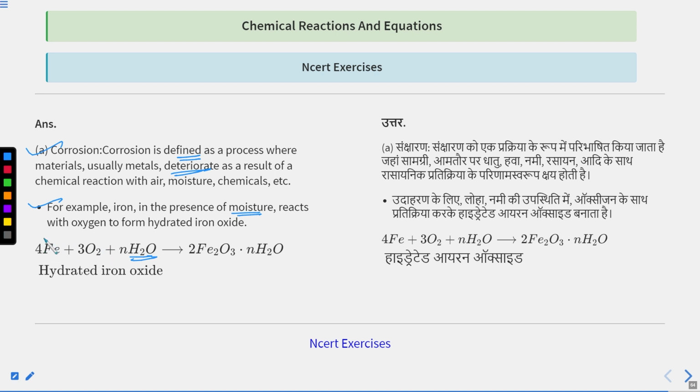4Fe + 3O2 + xH2O gives 2Fe2O3.xH2O. This is hydrated iron oxide, or you can say hydrated ferric oxide, because iron is present here as Fe3+. Fe2+ is ferrous, Fe3+ is ferric.